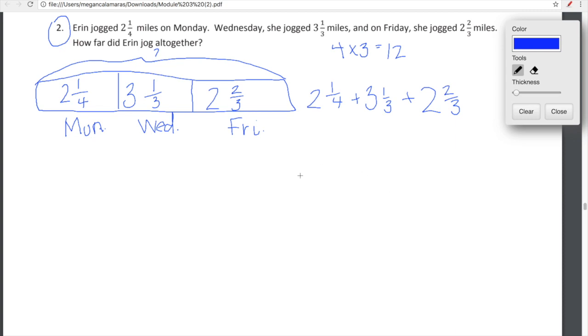So what we're going to do is we're going to rewrite this expression as mixed numbers containing denominators of 12. So we're going to bring down our whole numbers as we rewrite our expression. We're not going to do anything to our whole numbers, but we're going to start translating our fractions to have denominators of 12.